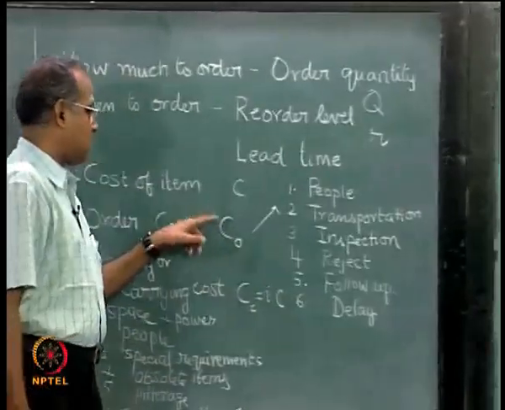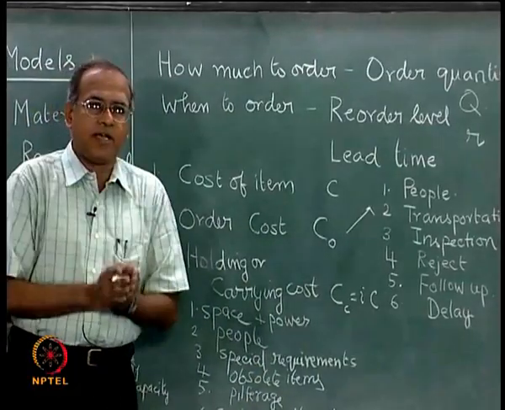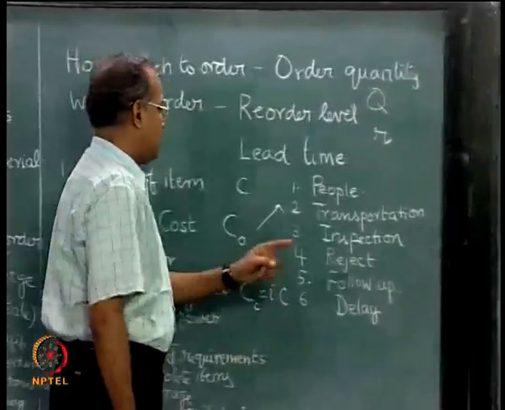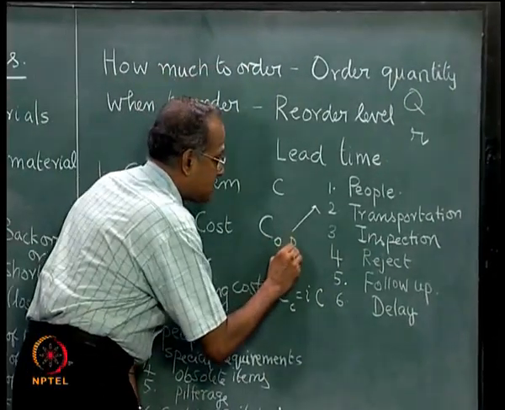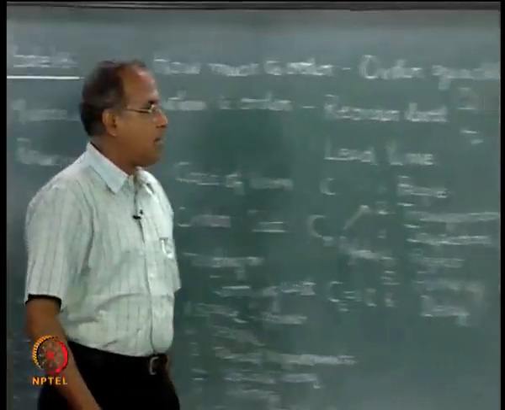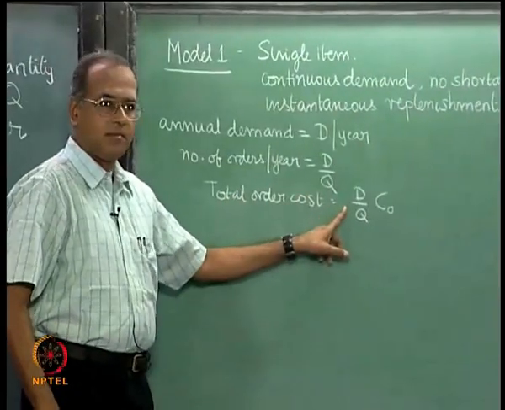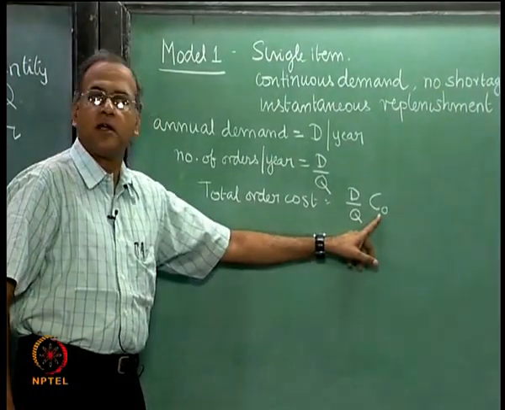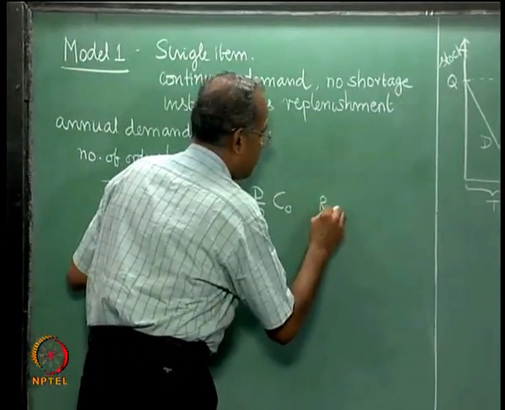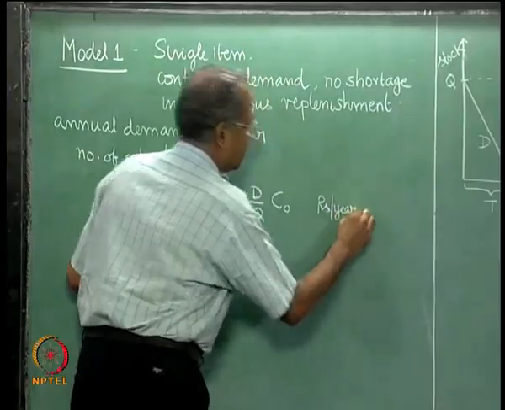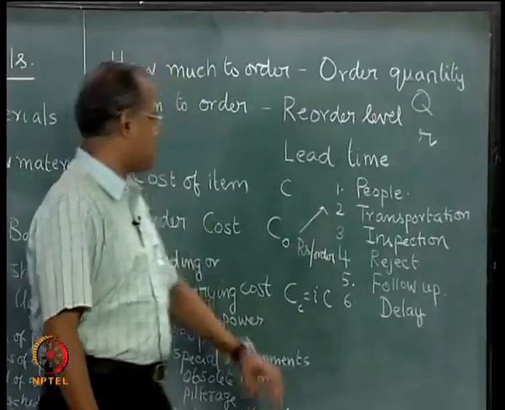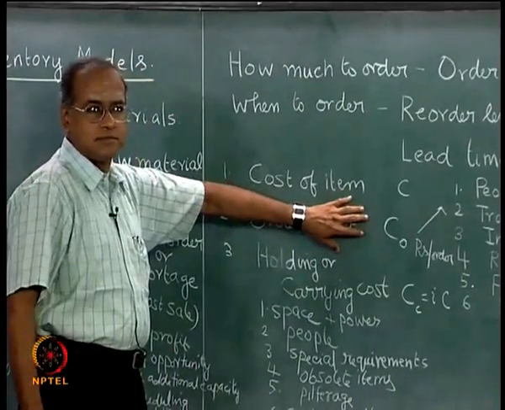Now C naught is this order cost. So every time we place an order, we incur a C naught, and this C naught has a unit of rupees per order. So D by Q is the number of orders per year, C naught is rupees per order. So D by Q into C naught will have a unit of rupees per year spent in order cost.